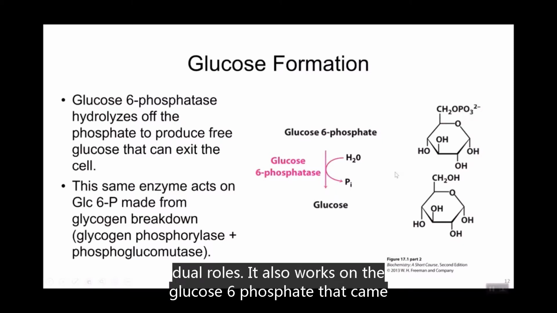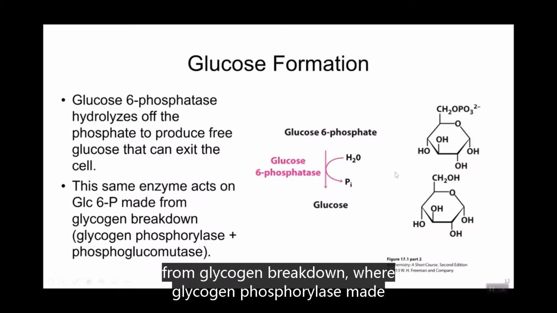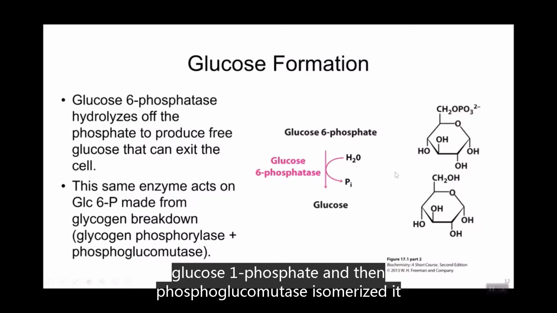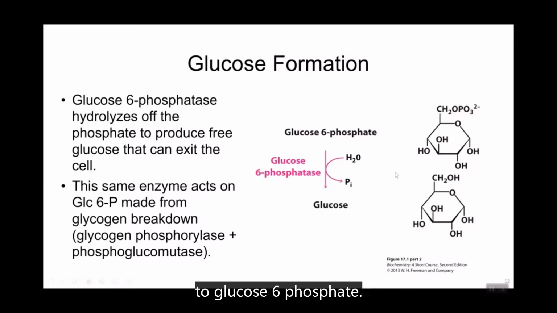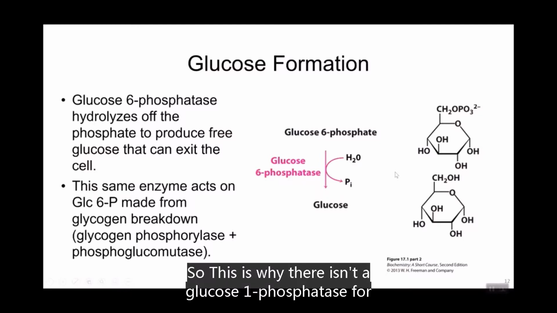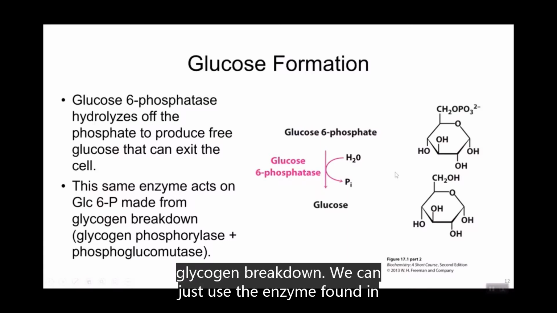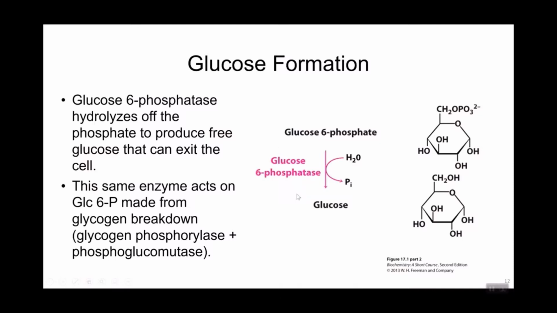It also works on the glucose 6-phosphate that came from glycogen breakdown, where glycogen phosphorylase made glucose 1-phosphate, and then phosphoglucomutase isomerized it to glucose 6-phosphate. So this is why there isn't a glucose 1-phosphatase for glycogen breakdown. We can just use the enzyme found in gluconeogenesis along with phosphoglucomutase.